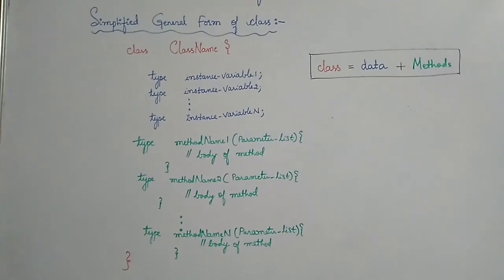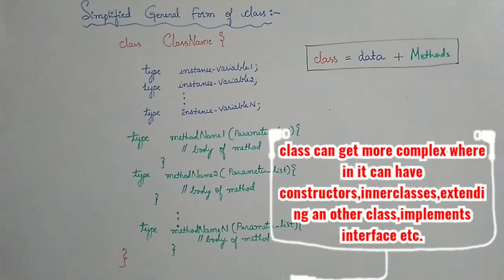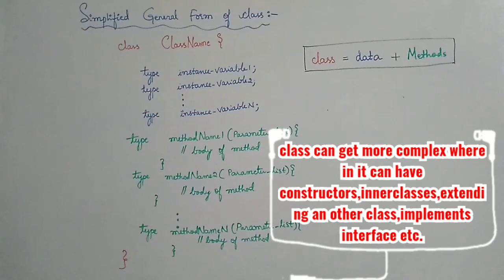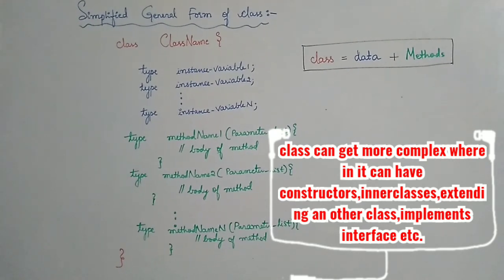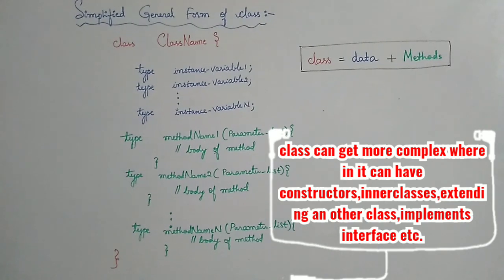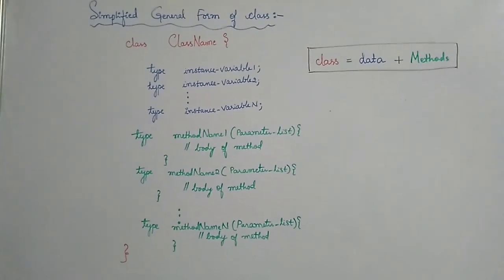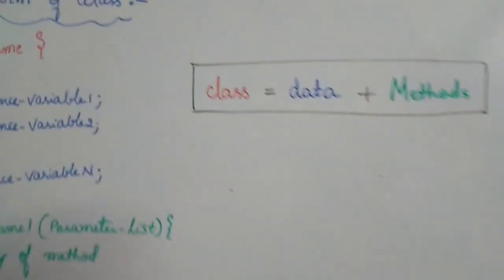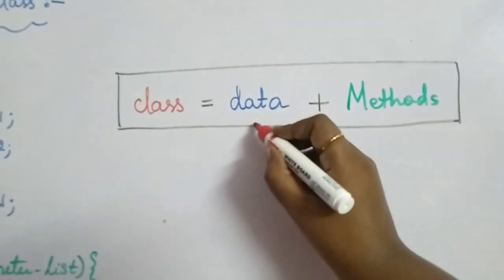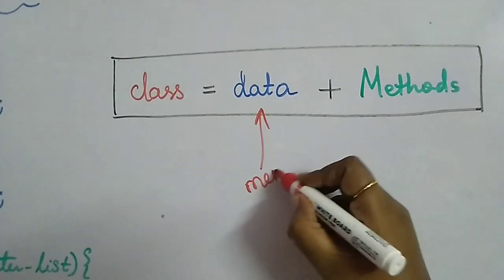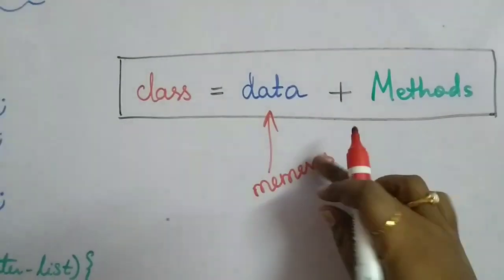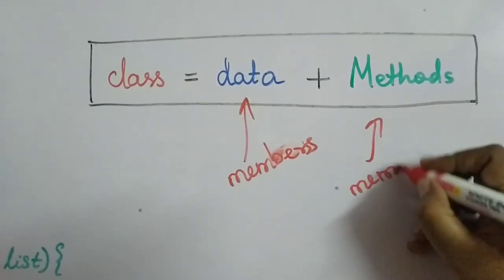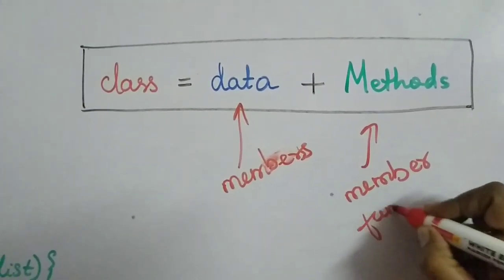This is the simplified general form of the class. When you declare the class, you will be defining the nature and form of the class. The class will contain data and the code that will act upon the data. The code that acts upon the data is called methods. As you can see over here, the class is the combination of data and methods. Because they are inside the class, you will call these data members, and the methods are called member functions.